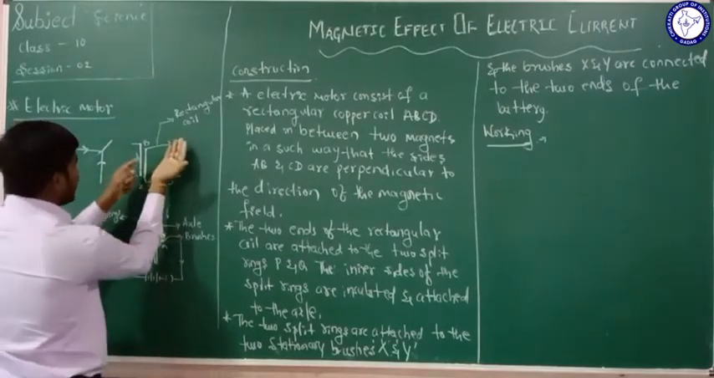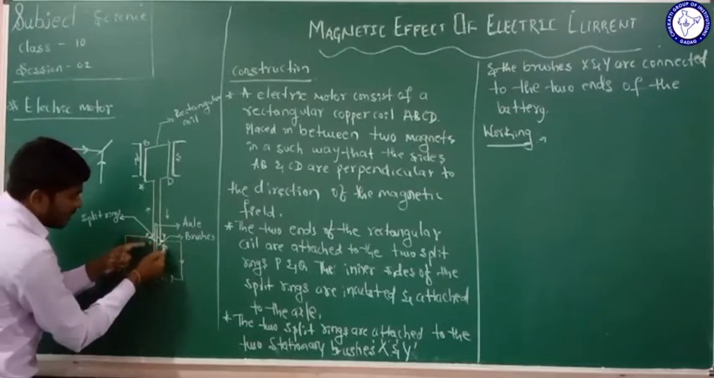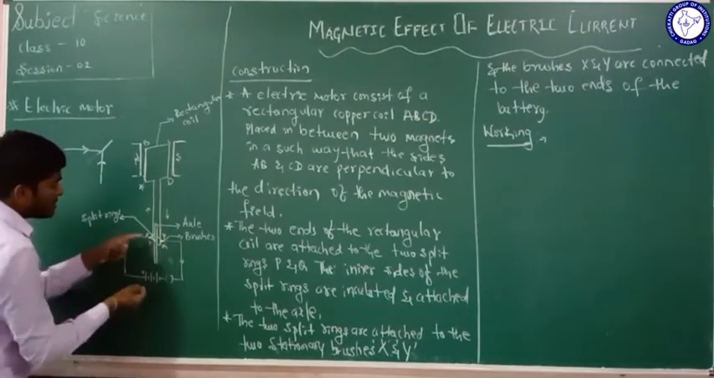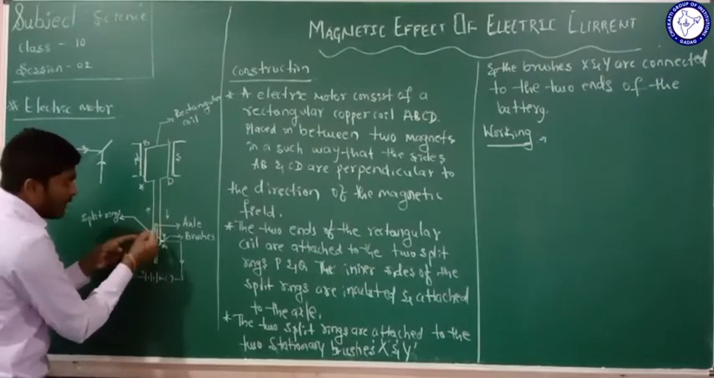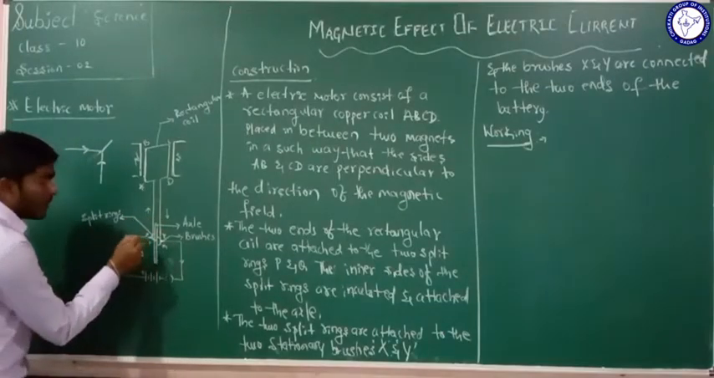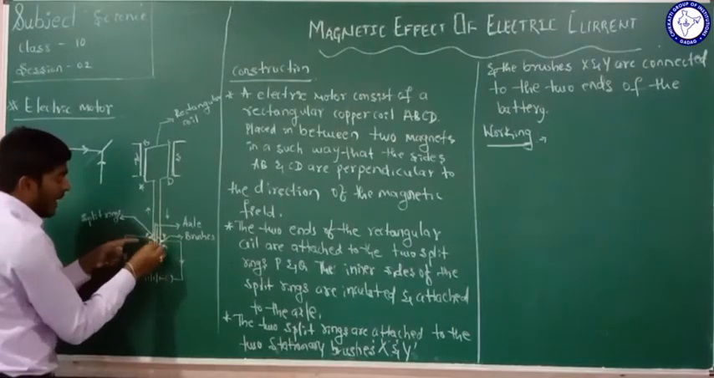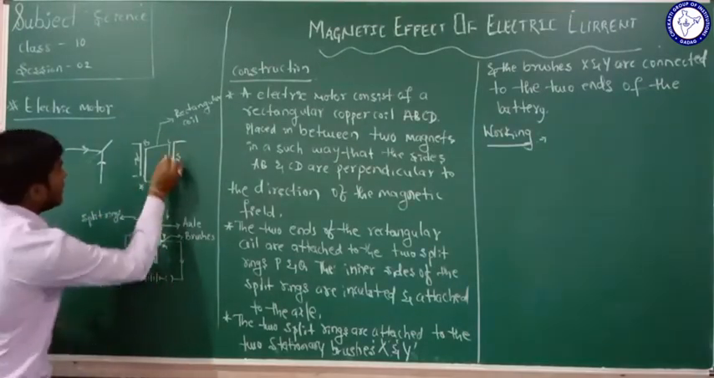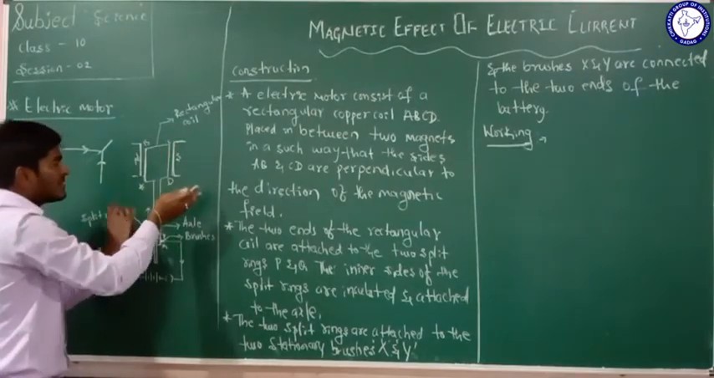And in the second case, when CD comes here, this split ring comes here, and the split ring Q comes to the position of P, and the split ring P comes to the position of Q. The brush X will be attached to the split ring Q, and the brush Y will be attached to the split ring P. And again the current flows through the brush X and through the split ring Q, and now the current enters this side, because CD will be pulled down, and AB will come inside, and CD will come here.